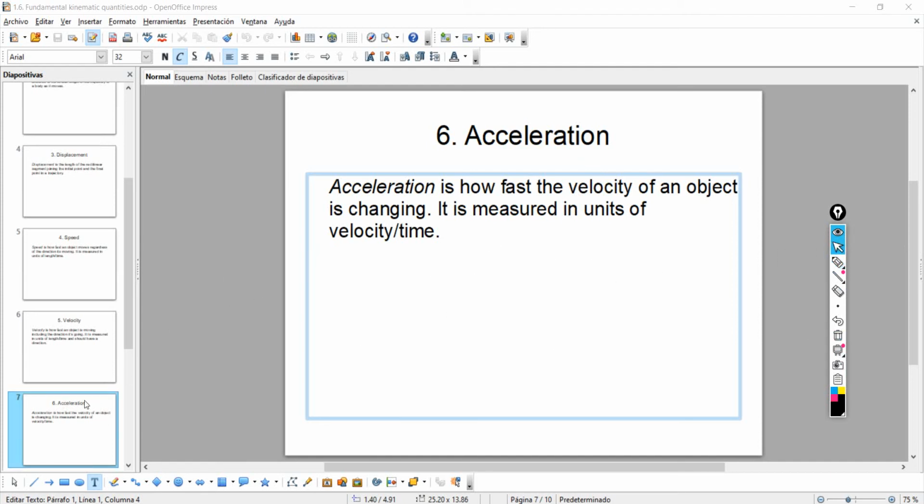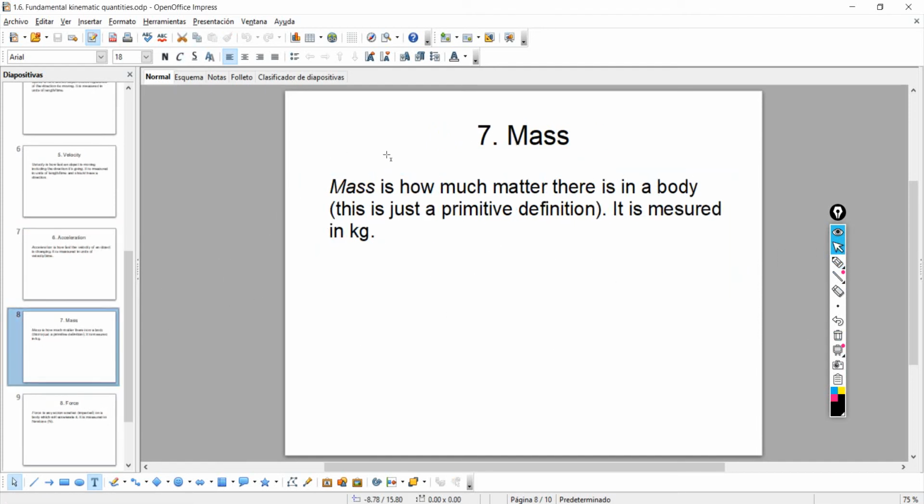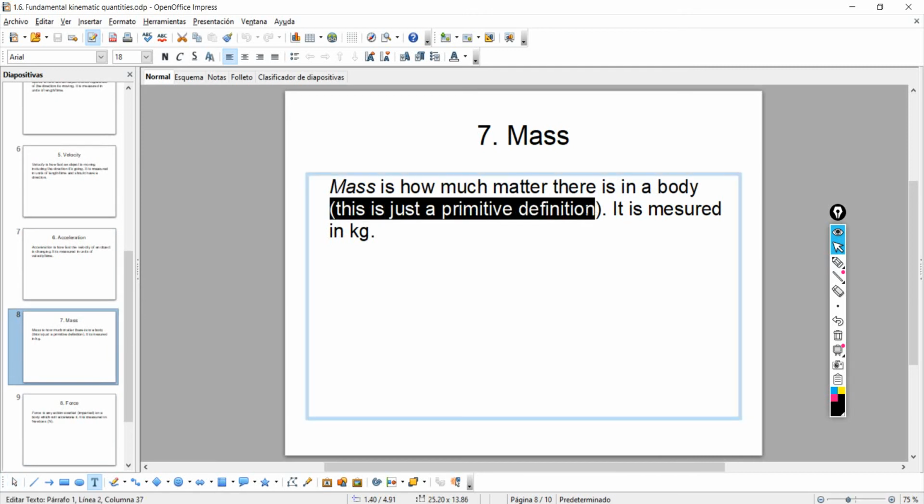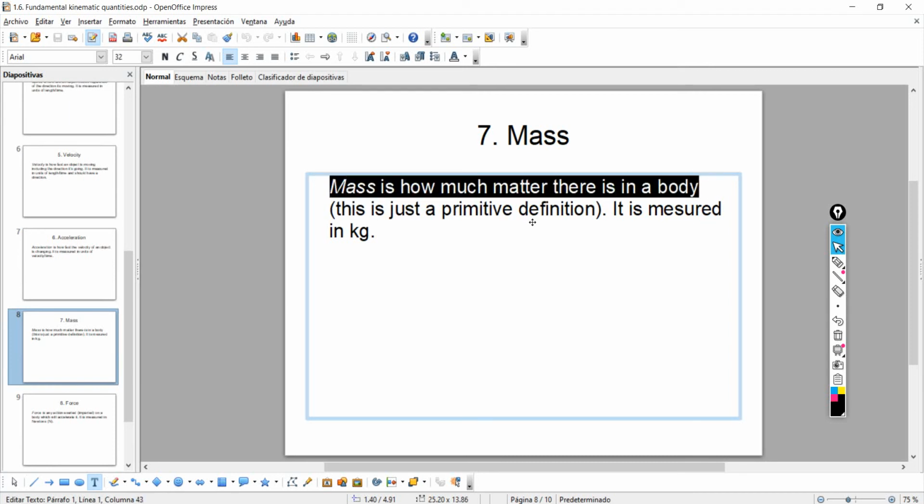Okay, let's keep going. Number 7, mass. What about mass? Mass is how much matter there is in a body. But pay attention to this disclaimer that I'm pointing out. This is just a primitive definition. This is not a good definition, guys, at all. This thing that I'm telling you right now is not a good definition.